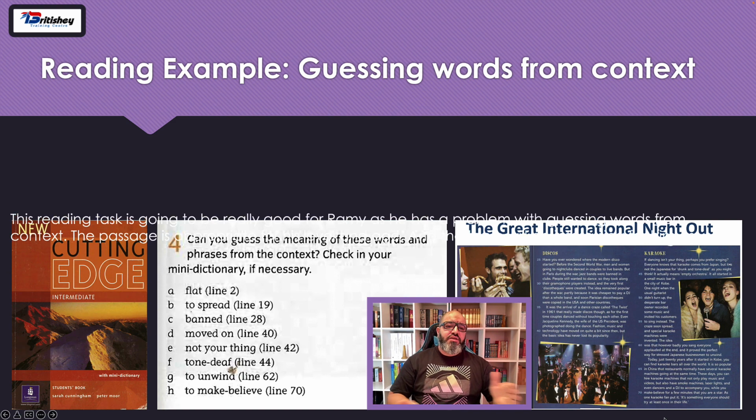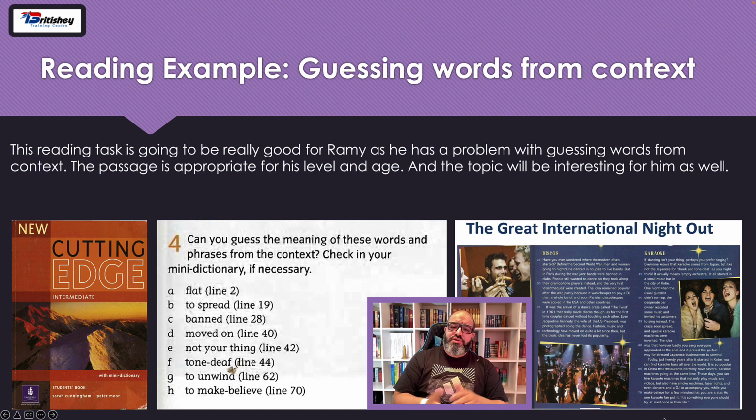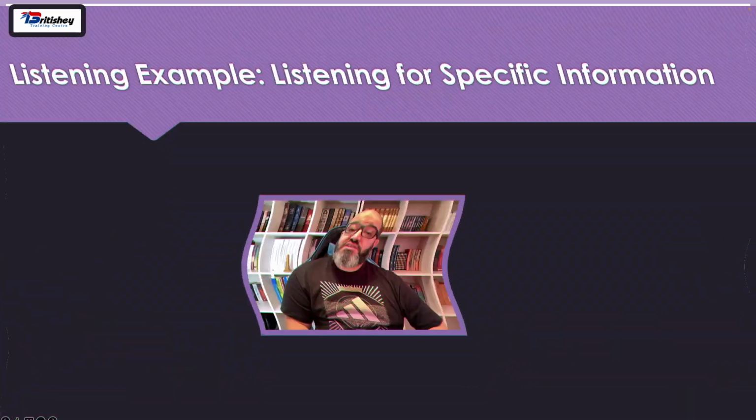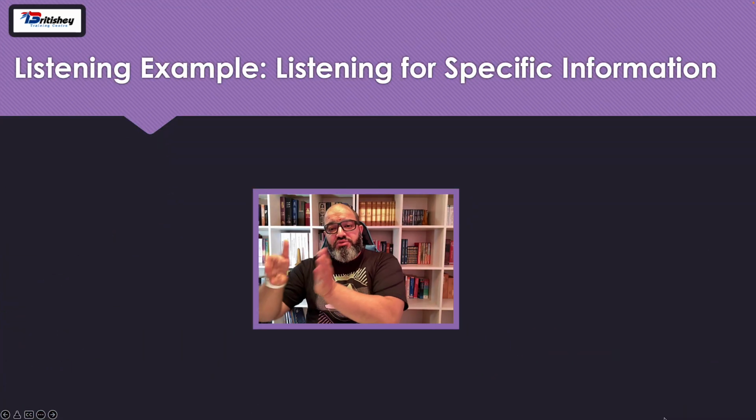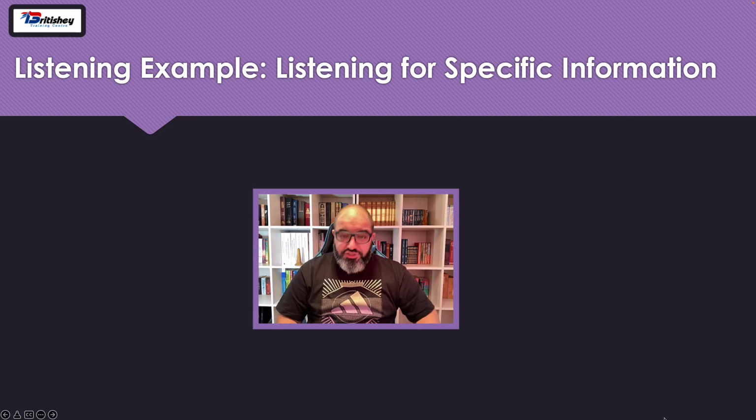And the rationale would be this reading task is going to be really good for Rami as he has a problem with guessing words from the context. The passage is appropriate for his level and age, and the topic will be interesting for him as well. Right. Then listening example, listening for specific information.